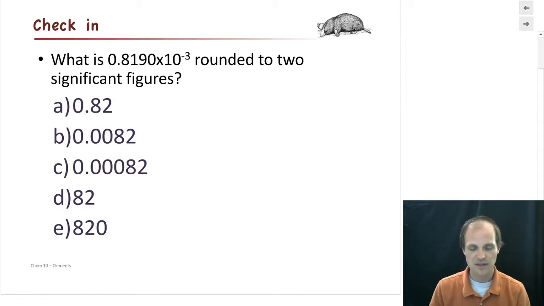Okay, how about this one? What is 0.8190 rounded to 2 significant figures? So again, a little bit different because we haven't done scientific notation in rounding yet, but it works the same way.